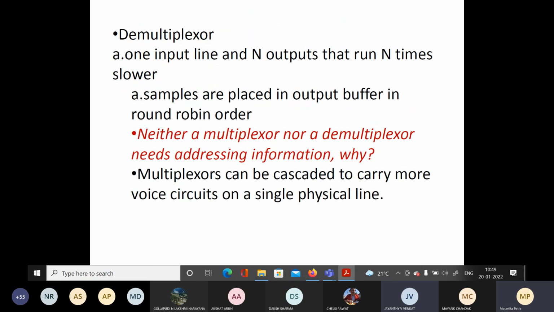All right, so I have spoken a lot about demultiplexers. Let me see if there's something new in this or not. Okay, we are talking about the synchronous demultiplexer now. So what is the feature for this? We have one input line and n outputs that run n times slower. Of course, they have to run n times slower. How is that? You are receiving a sample, no? So the received samples are placed in output buffers, whatever sample is received by this demultiplexer.